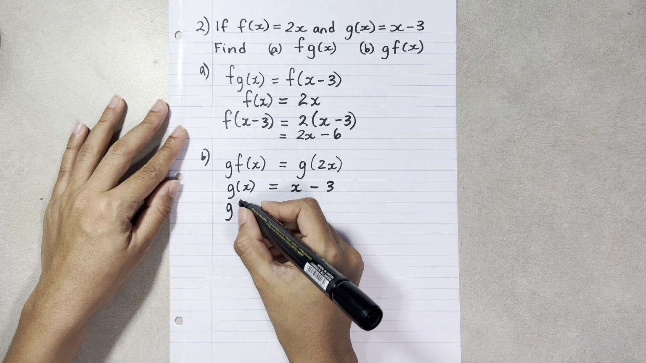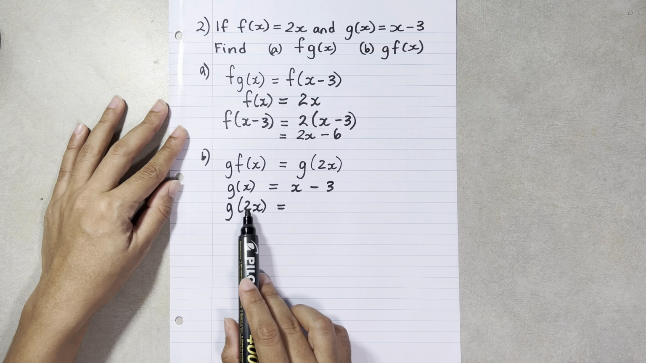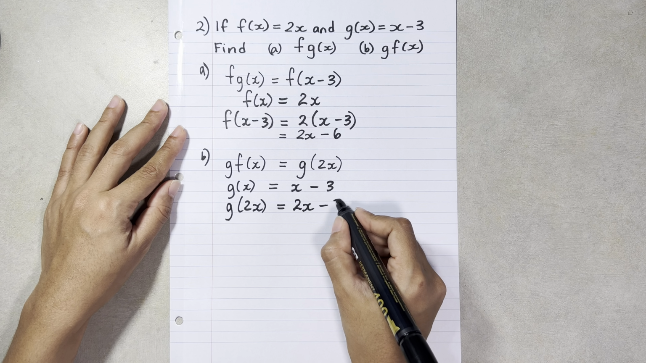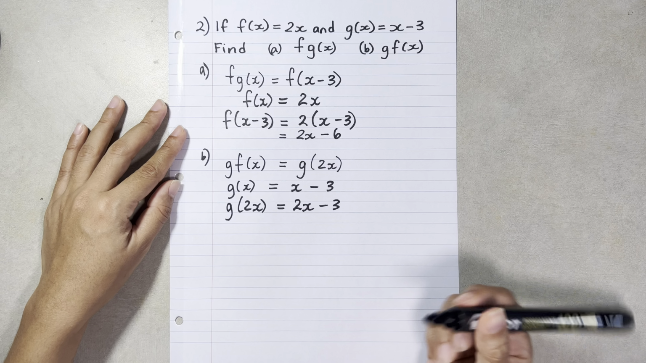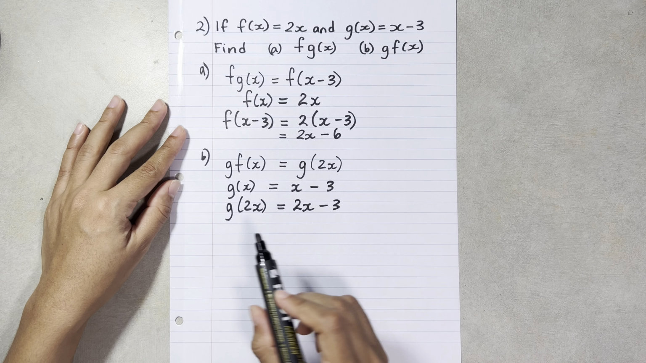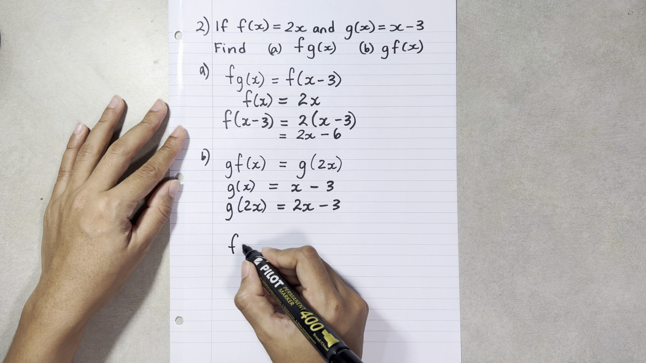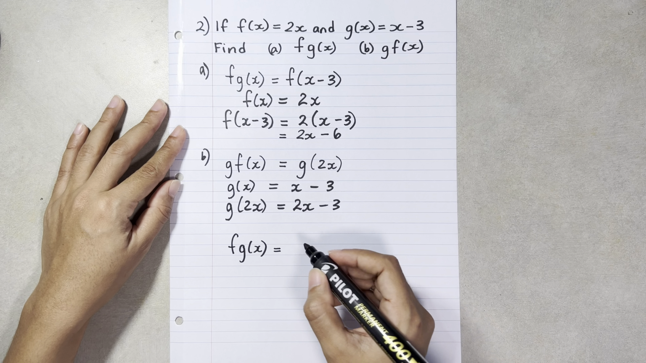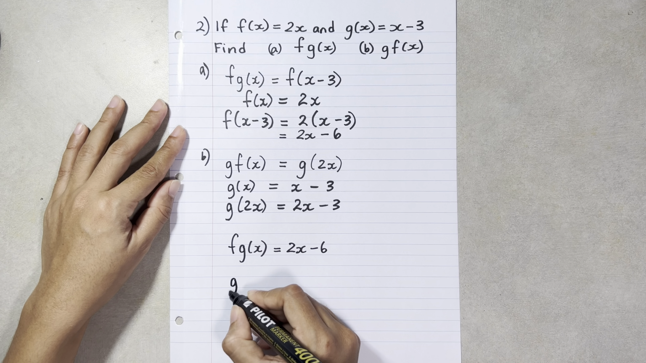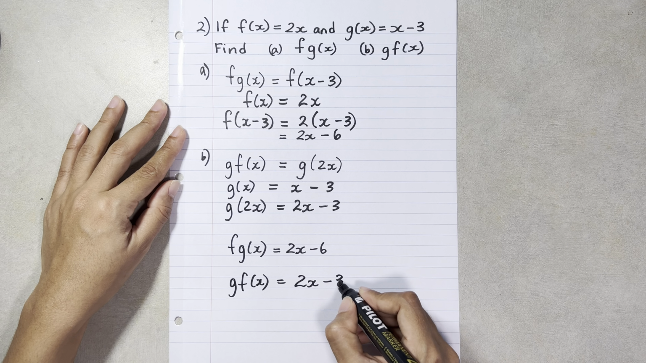Therefore, to find g of 2x, wherever I have x in the function g of x, I will replace it with 2x. So here I have x, I'm going to replace it with 2x. All right, and that's your answer. So f of g of x is 2x minus 6, and g of f of x is 2x minus 3. Let me write it in. f of g of x is equal to 2x minus 6, and g of f of x is equal to 2x minus 3.